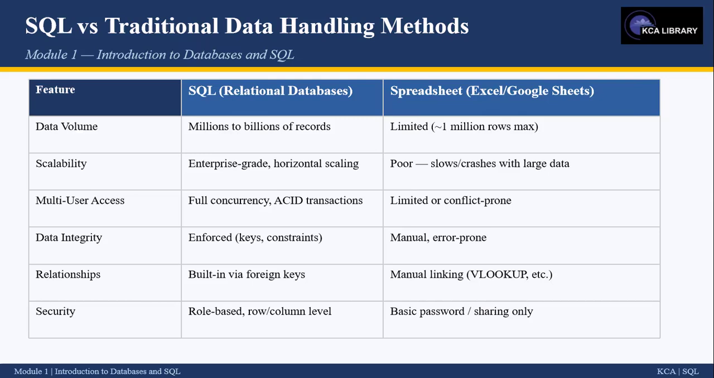Features like transactions and data integrity are strongly enforced in SQL through keys and constraints, but in spreadsheets, it's mostly manual and error-prone. Relationships are built in with foreign keys in SQL, while in Excel you have to do manual VLOOKUPs. And security in SQL is role-based, with row and column level control, much stronger than basic password protection in spreadsheets. Clearly, when data becomes serious, SQL wins.